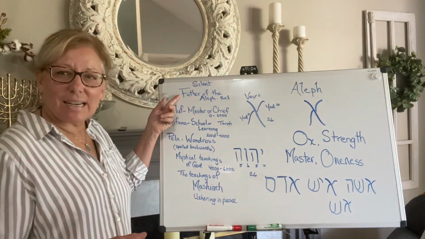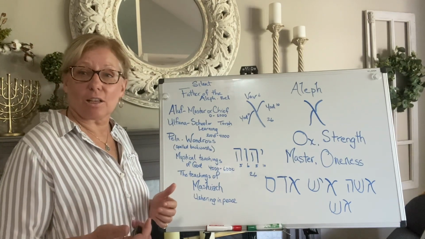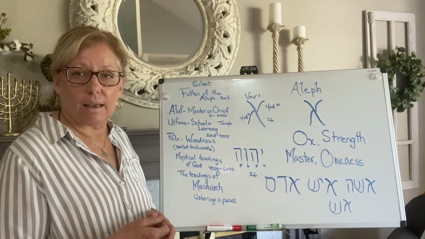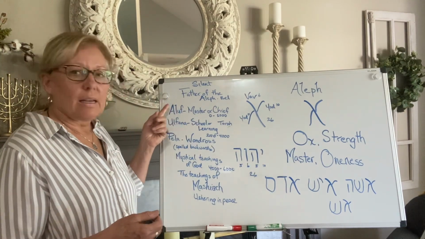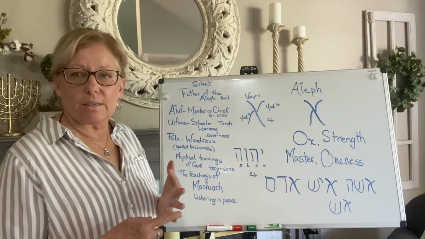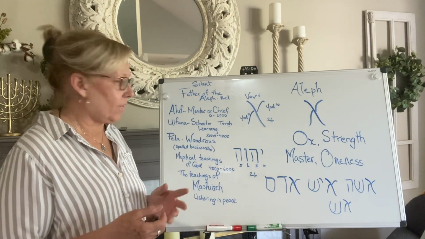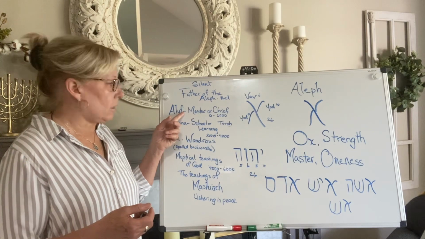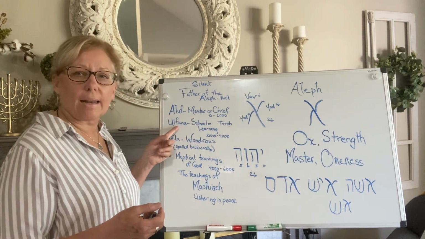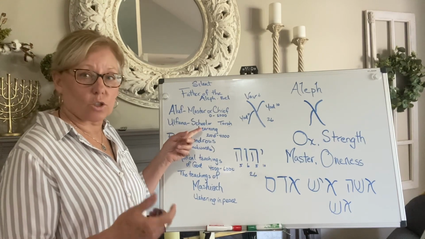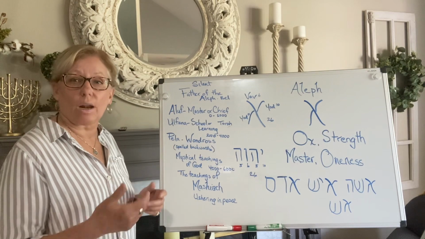So interestingly, the Aleph is silent most of the time in the alphabet, but he's the father of the alphabet. So there's 3 words that represent just the meaning of what the Aleph is. One of the words is aluf, and it means master or chief. Ulfana means to the school or learning, and Pela means wondrous.